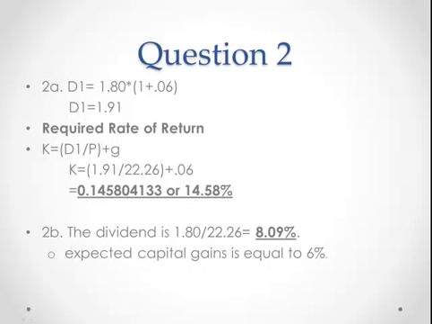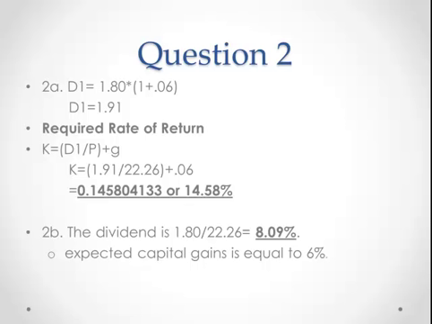Question 2. We're also going to be using the Gordon's model. To find the required rate of return, we can manipulate the model and have K be what we're solving for. So we're going to take D1, which is the dividends for next year, divided by the price per stock, and then add it to our growth rate. As you can see, this gives us an answer of 14.8%.